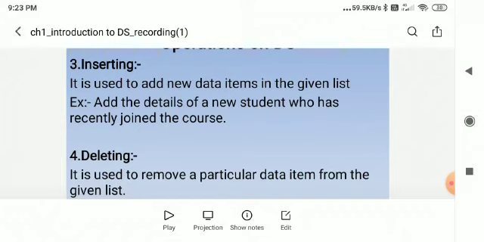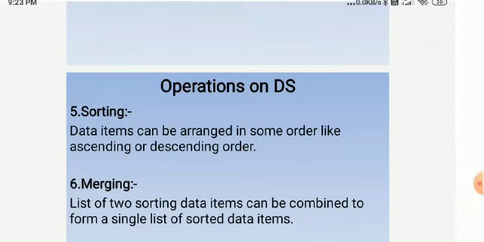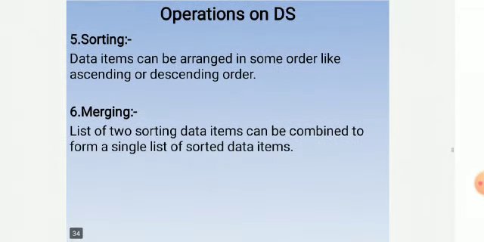The fourth one is the deleting operation. Deleting means you want to remove particular data from the given list. The fifth one is sorting. Sorting means the data items can be arranged in some order. Which are those orders? Ascending order and descending order. So you can arrange your numbers in ascending manner, or in descending order. You can arrange your data in ascending fashion and also in descending fashion.